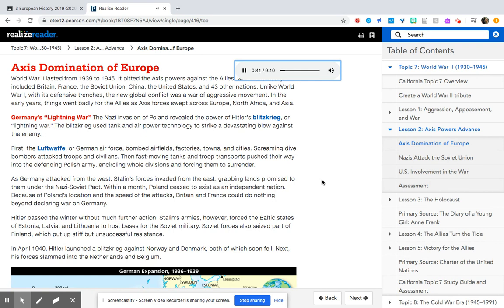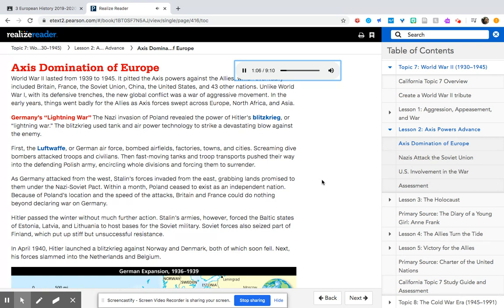Germany's Lightning War. The Nazi invasion of Poland revealed the power of Hitler's Blitzkrieg, or Lightning War. The Blitzkrieg used tank and air-powered technology to strike a devastating blow against the enemy. First, the Luftwaffe, or German Air Force, bombed airfields, factories, towns, and cities. Screaming dive bombers attacked troops and civilians.